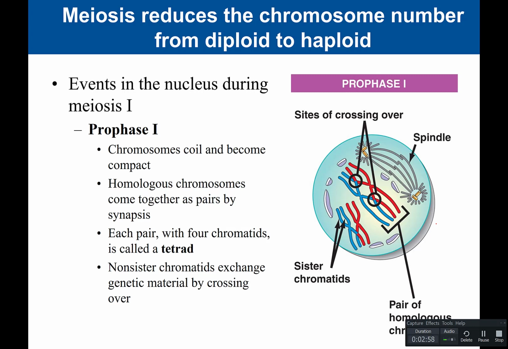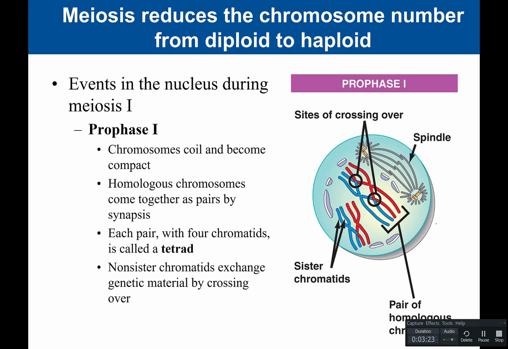Now, why do we do this? Well, by crossing over, we get more genetic variation, meaning that you could pass on a chromosome to your offspring that is partly from your mom and partly from your dad. You don't have to just give your offspring your chromosome from mom or your chromosome from dad. It actually can be a mixture. And that's because of crossing over.